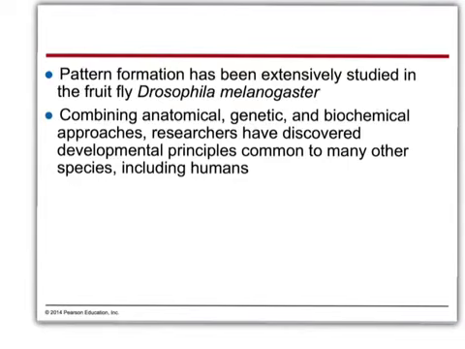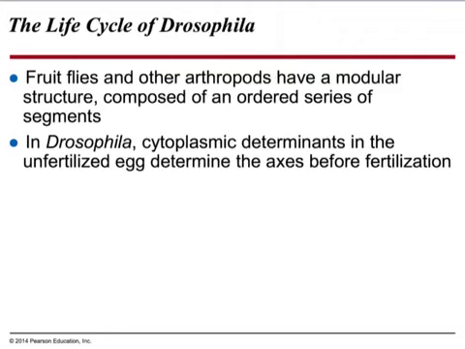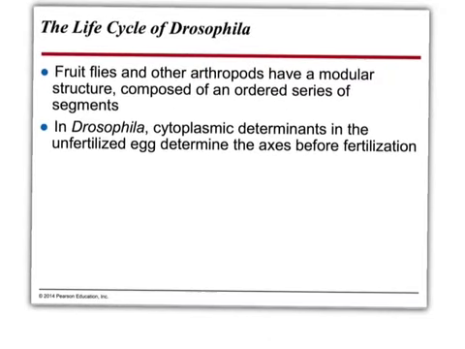model organism. All right? So combining sort of the anatomical, genetic, biochemical approaches, using Drosophila as a model organism, they've discovered developmental principles common to many other species. Well, that's the other thing. Drosophila, although an invertebrate, an insect, does have many genes that are conserved and applicable to humans. All right, and you'll see that in a little bit. All right, so to understand how they did this, you have to understand the life cycle of fruit flies.